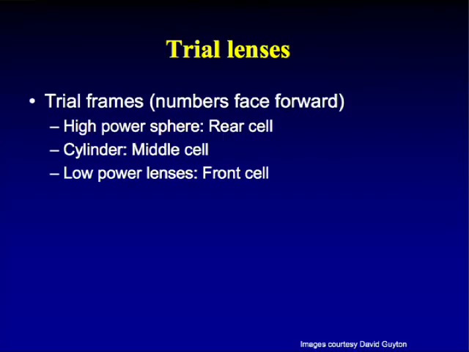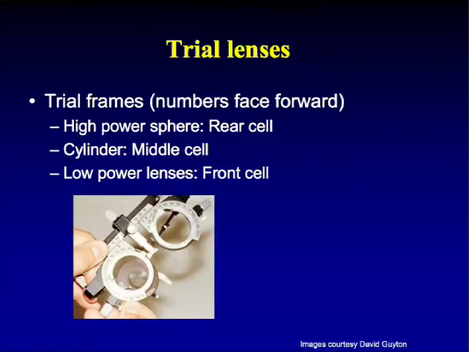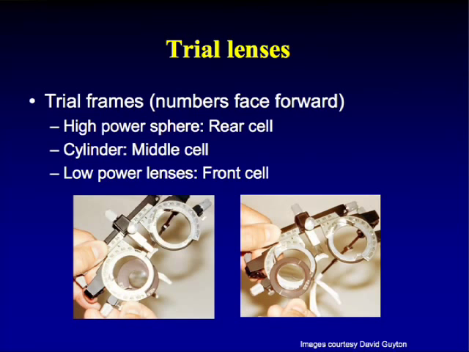So when you're using the trial frames, you want the numbers to face forward, and you want the high power sphere to go in the rear cell, because that's where the vertex distance matters most. And then any cylinder is going to go in the middle cell, and if you need another quarter low power lens, that would go in the very front cell, or prism, or whatever.